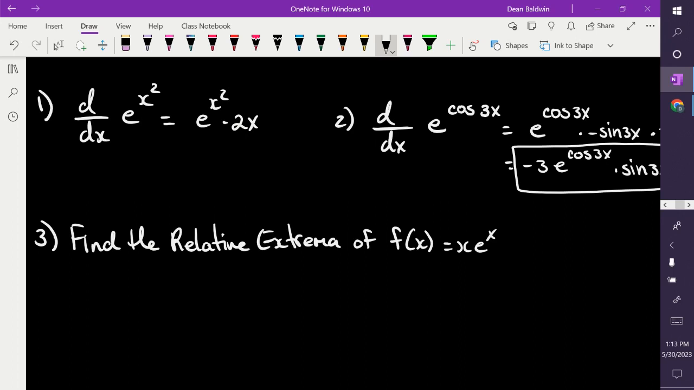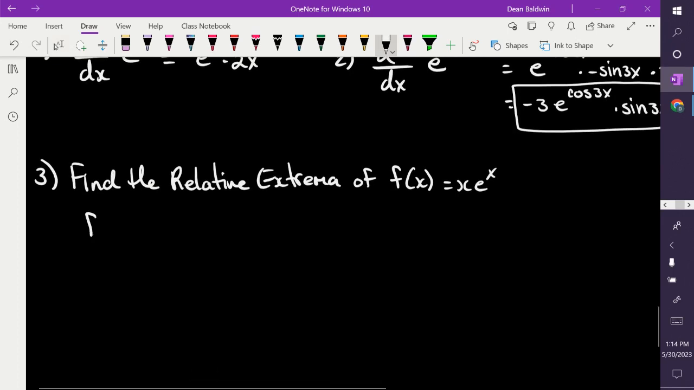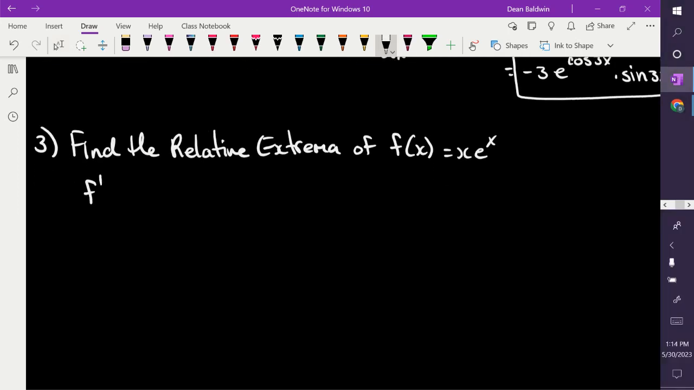Find the relative extrema. So I just have to find the maxes and mins of x e to the x. How do you find the extrema? You take the first derivative and set it equal to 0. So what rule do we have to use for this? Product rule. You're going to write a final exam where all this is on it, right?